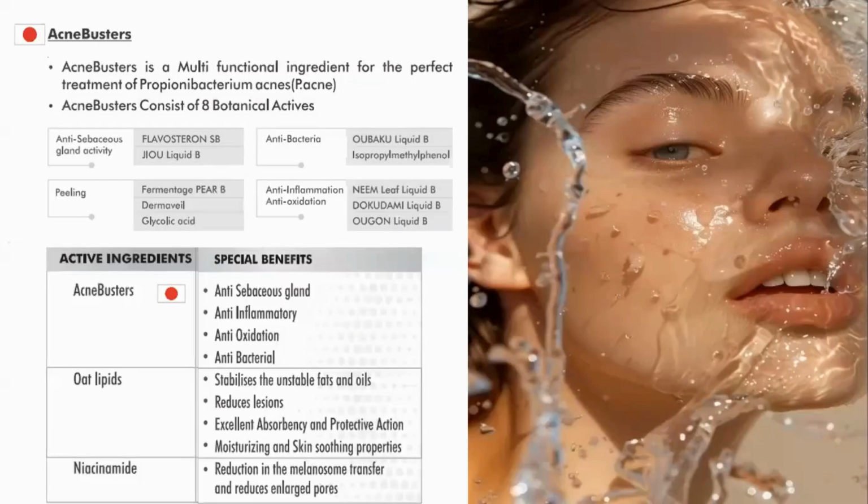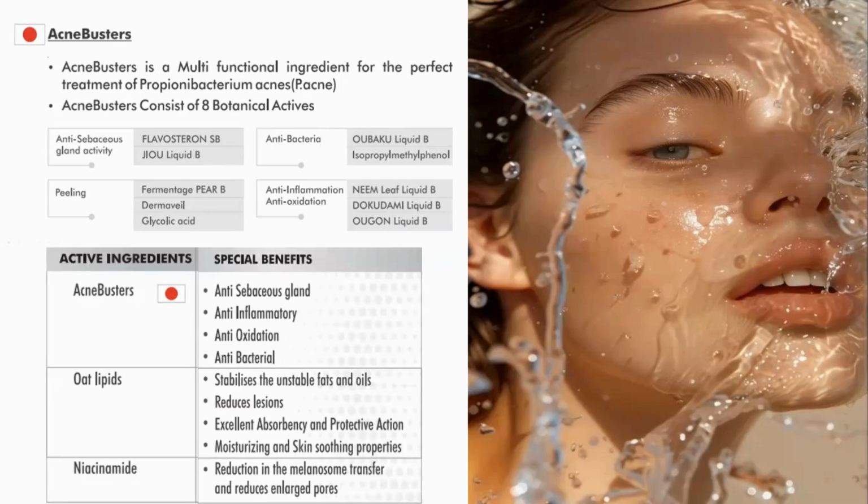So for that, we have got a wonderful product called TUBELiTE Akneklenz. In that, we have got different types of ingredients. One of the most important ingredients which we need to discuss is Acne Buster. Acne Buster is actually a multifunctional ingredient. It's not a single ingredient. It has got a lot of ingredients inside. It's a multifunctional ingredient for the perfect treatment of Propionibacterium acnes, called the P. acnes.